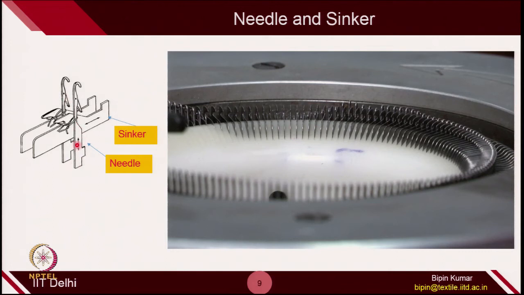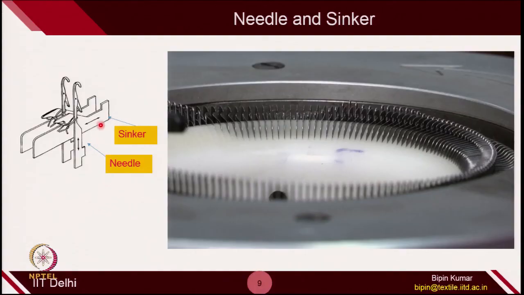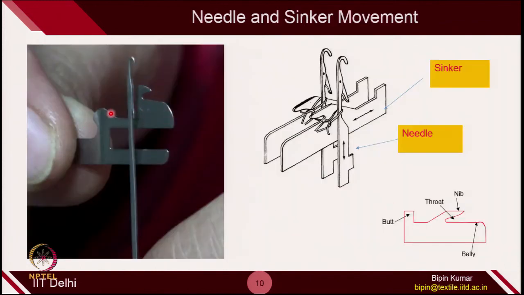So the needle moves in upward movements while the sinker moves in the radial direction. So it comes out and goes inside on the cylindrical platform along the radius. So you can see here the direction is also shown by the arrow, and the direction of the needle is vertical and the sinker is going in the radial direction. This is the actual sinker element which you can see. There are a lot of sinker designs, but at this moment I have just one photo with me.